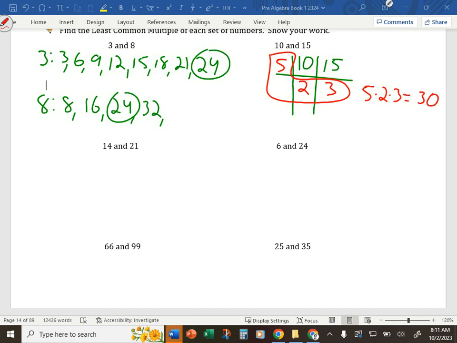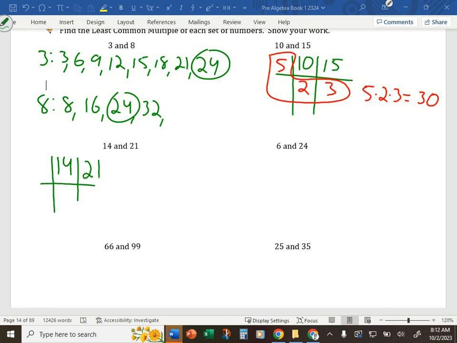So 5 was a very common wrong answer on the homework check, right? And what that represents is the greatest common factor. Okay? But with least common multiple, we take that L. 5 times 2 times 3 equals 30. Okay. 14 and 21. Let's make our table here.